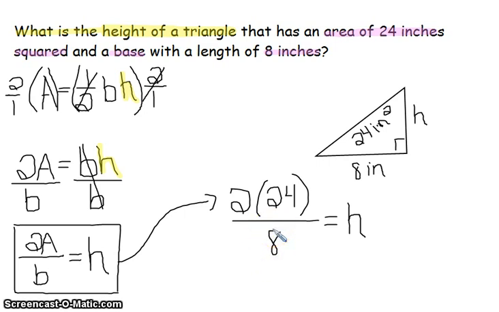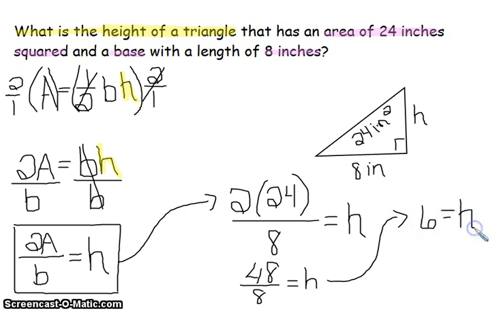But in this case, we have 2 times 24. I'm actually going to work this out step by step. Gives you 48 over 8. That's our height. And then we'll write our final answer up here. 48 divided by 8 is 6. Now again, we talked about in the last video in that question that you always use your units, especially if they've been given to you. So the height of this triangle is 6 inches.